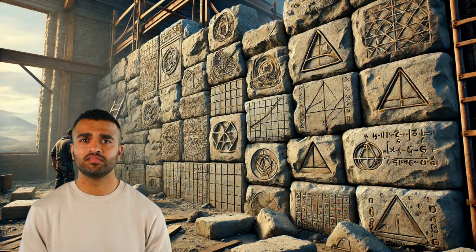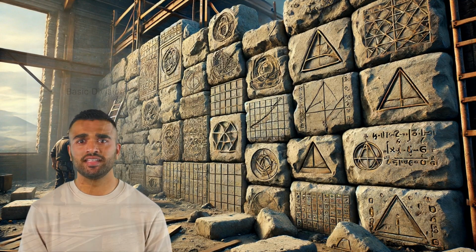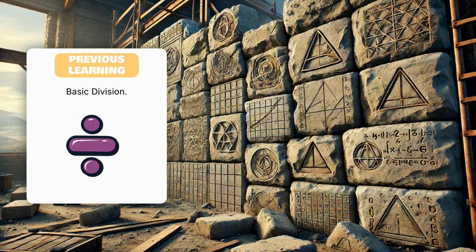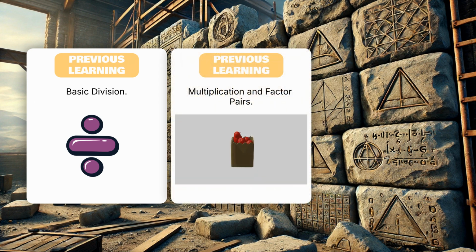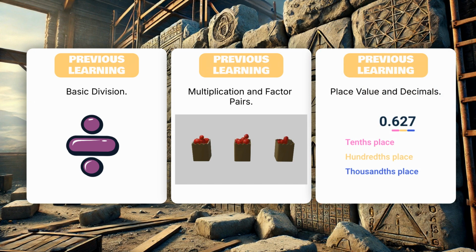In our previous lessons, we've solidified our understanding of basic division, including knowing the basics of how division works, as well as some rules for division, such as dividing by 1 or dividing 0 by any number. We have also looked at multiplication and factor pairs, such as understanding how multiplication and division are inverse operations and how to use factor pairs in division. And we have learned about place value and decimals, such as grasping the importance of place value and how to work with decimal numbers in various operations. With this strong understanding of basic arithmetic and division, we are prepared to tackle long division.